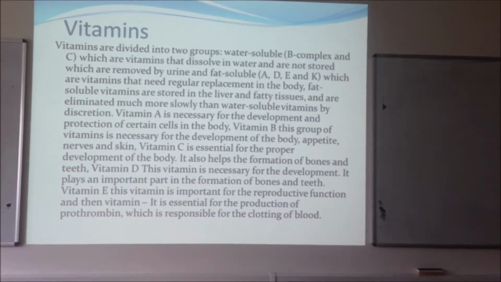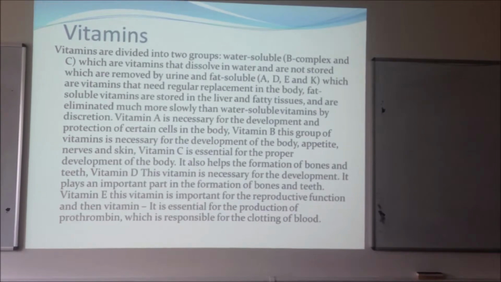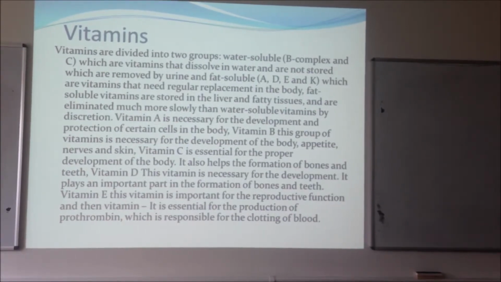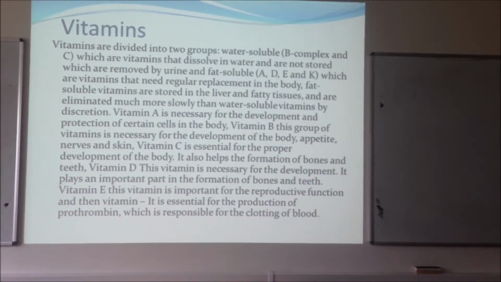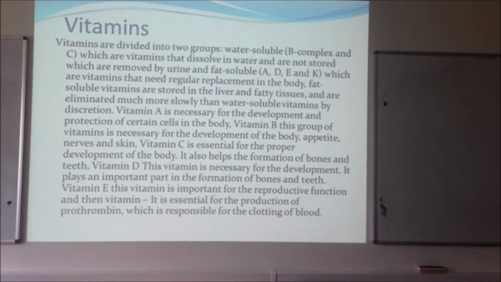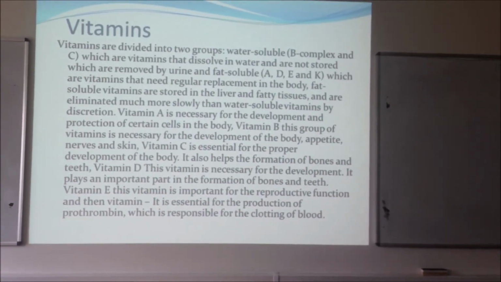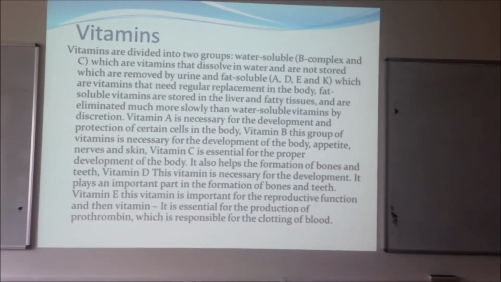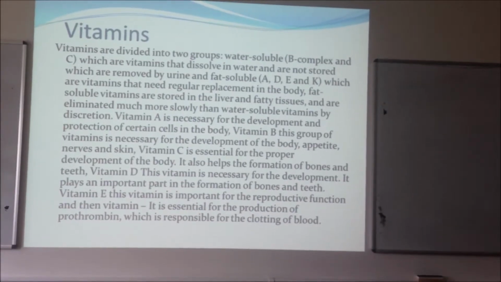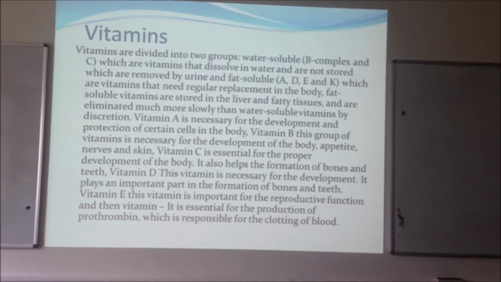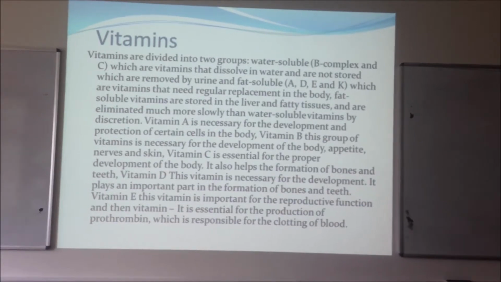Vitamin A is necessary for the development and protection of certain cells in the body. Vitamin B, this group of vitamins, is necessary for the development of the body, appetite, nerves and skin. Vitamin C is essential for the proper development of the body. It also helps the formation of bones and teeth. Vitamin D, this vitamin is necessary for development and plays an important part in the formation of bones and teeth.